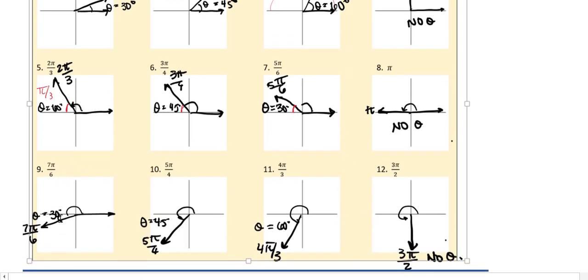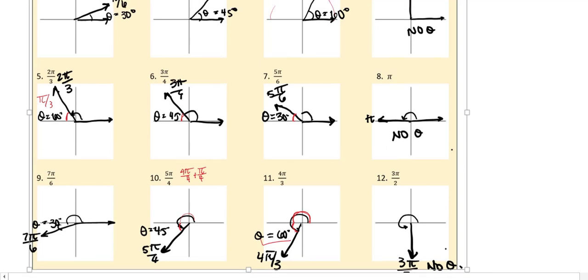7 pi over 6, reference angle is 30 again. Remember, we're going pi over 6, or just 30 degrees, more than that 180. 5 pi over 4, thinking that that's 4 pi over 4 plus 1 pi over 4. So remember, we're going up 4/4 and then we're adding that 1/4, and there's my reference angle. 4 pi over 3, remember that's going 3 pi over 3 and then adding that pi over 3, so that reference angle is 60. And then 3 pi over 2 is a quadrantal.